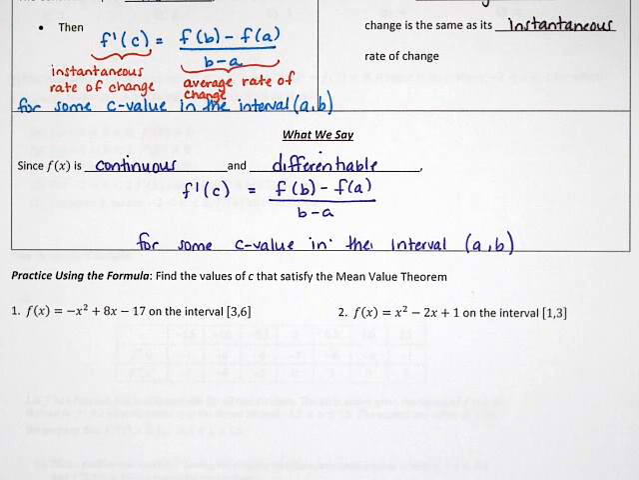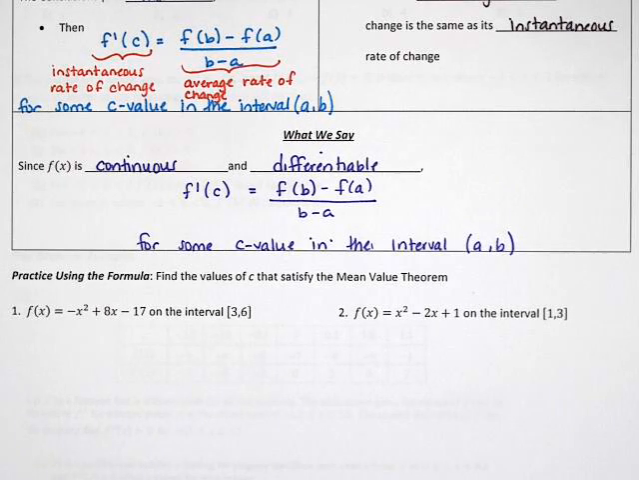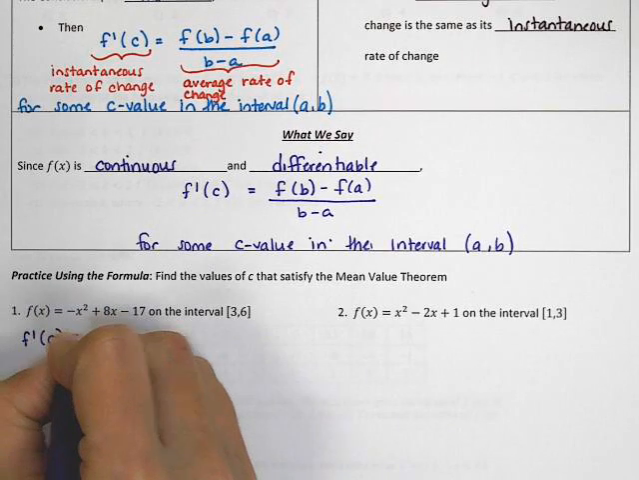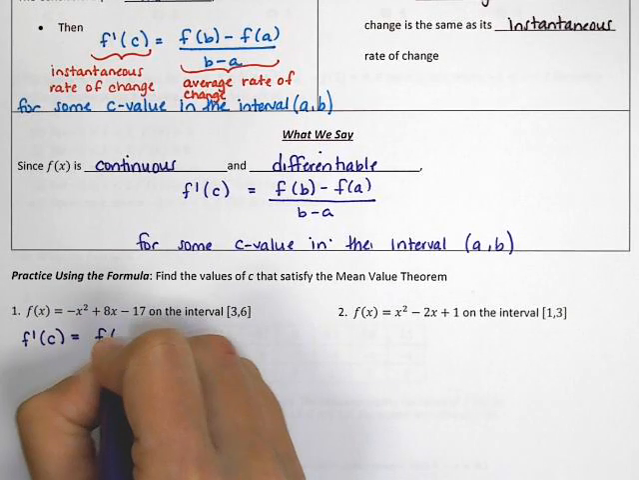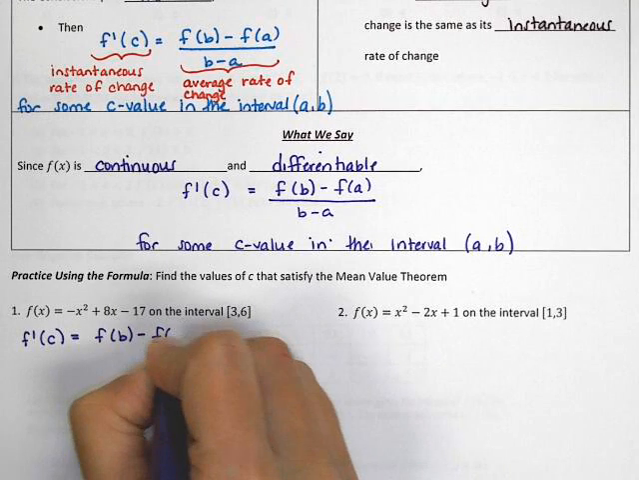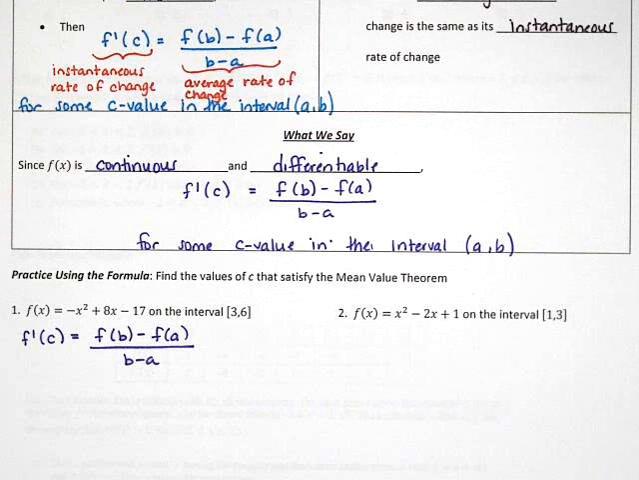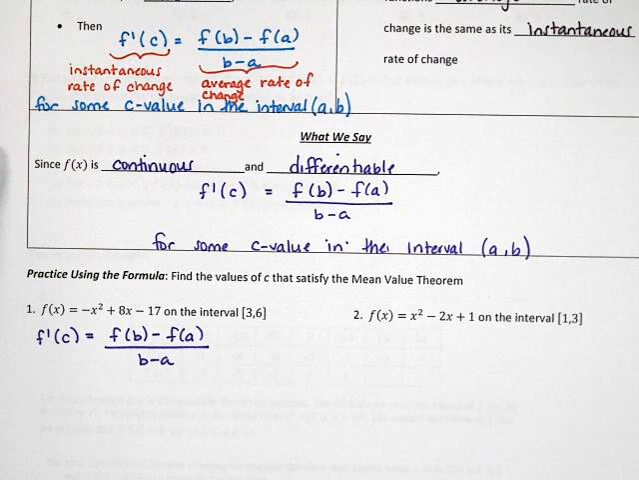All right. So what kinds of problems might you do? These are actually two very common AP test questions. And what they say is, find the values of c that satisfy the mean value theorem. That's all they say. To satisfy the mean value theorem means we satisfy this formula. The mean value theorem says f prime of c equals f of b minus f of a all over b minus a. Now this is an equation, and it's an equation we're going to have to solve.